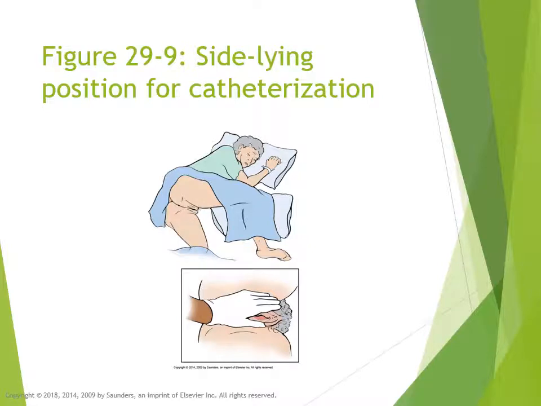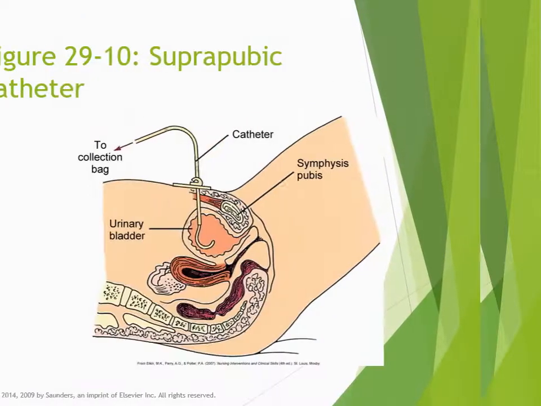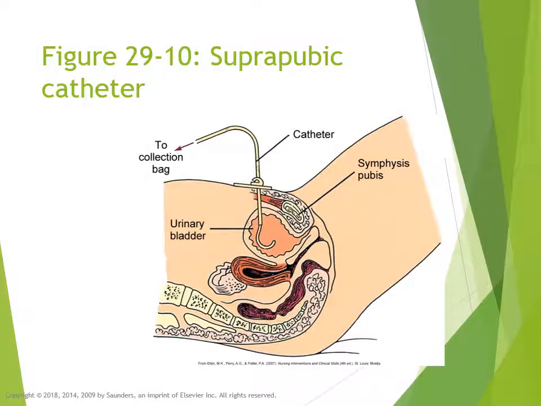Figure 29.9, side lying position for catheterization. This can be found in your textbook on page 563. So this figure 29-10 is found in your textbook on 564.